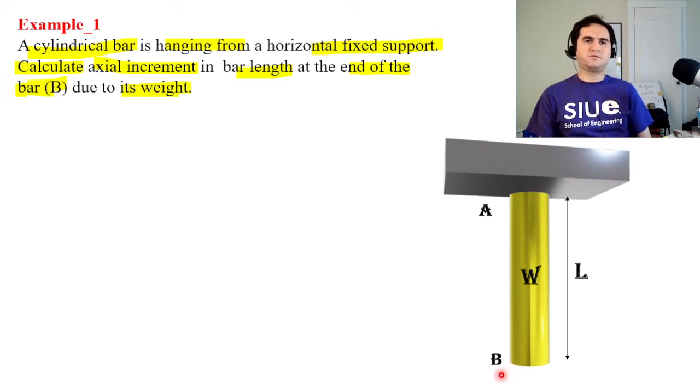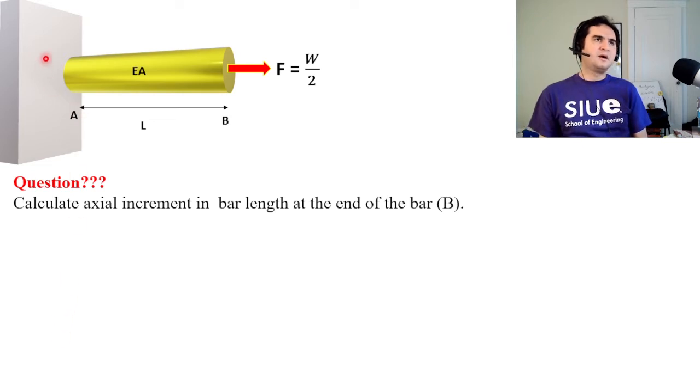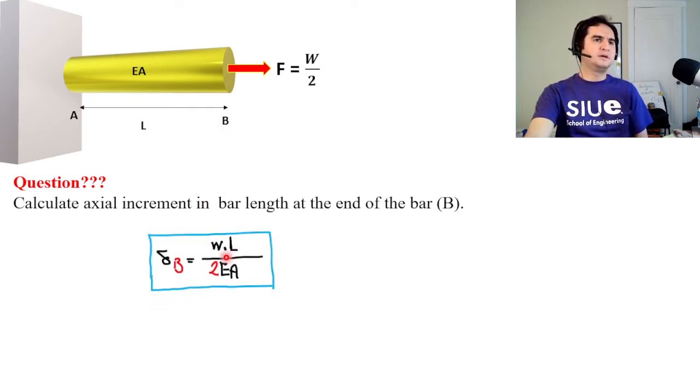We want to know what is the deformation, the increment of the length at B, due to the weight of the rod itself. Before solving this problem, let's go by a horizontal scenario, a cylindrical rod AB with the specification of EA, subject to a tensile force of F equal to W over 2. If we want to calculate the delta at B, from what we learned in part A, delta B is nothing but W over 2 times L over EA, which gives us WL over 2EA.